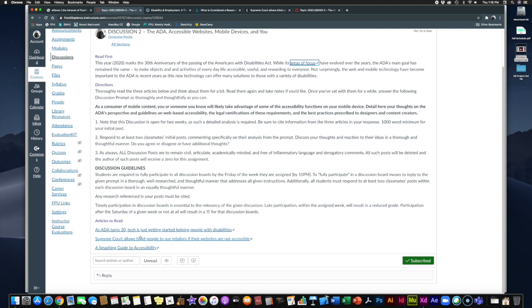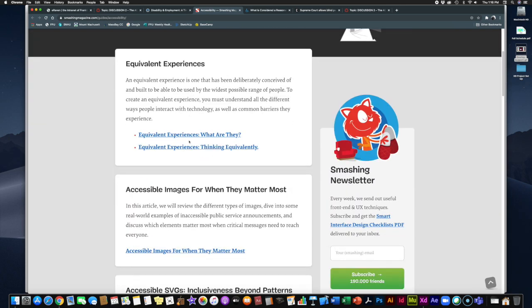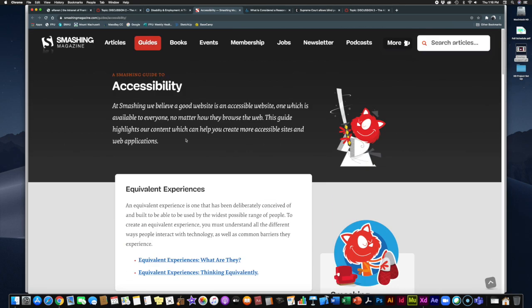As ADA turns 30, Supreme Court allows blind people to sue retailers, and this is a new one here, the Smashing Guide to Accessibility. This is Smashing Magazine, which I've probably talked to you about before. It is a website blog, and it has lots of good information about web and app design. So this is an article about accessibility and sort of a practical guide for designing for it.